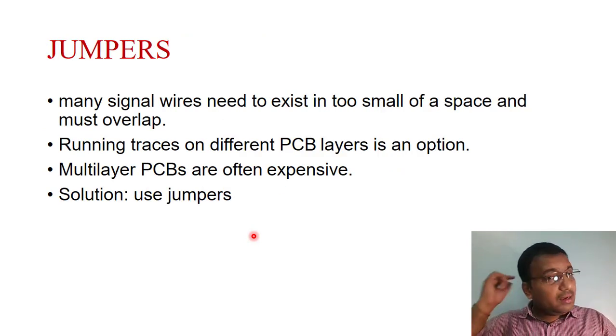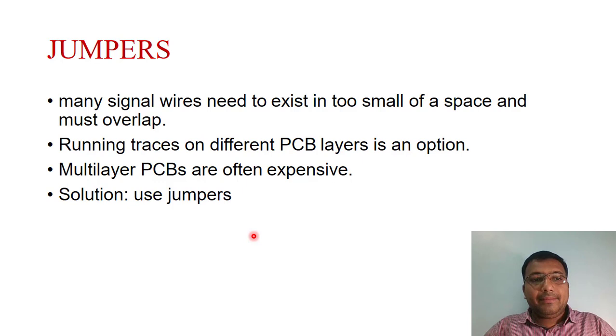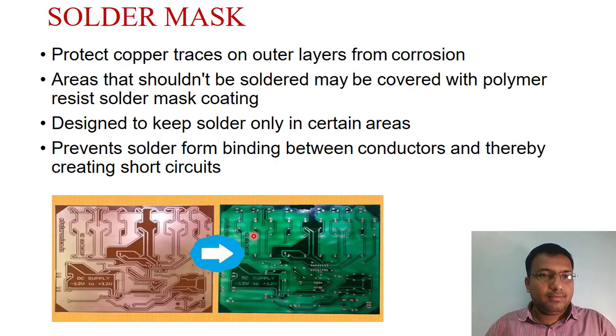Okay. Then there are some jumpers available. Many signal wires exist in a small space and may overlap, so we need to equip a jumper; we can fix jumpers over there. Running traces on different layers is an option, but multi-layer PCBs are often expensive. That's why the solution is to use jumper wires.